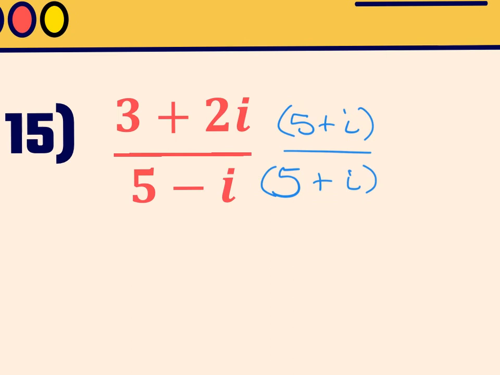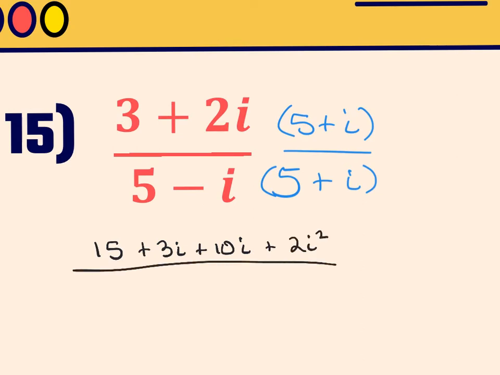3 times 5 is 15. Outside gives me 3i. Inside gives me 10i. And last gives me 2i squared. Denominator, first gives me 25. Last gives me negative i squared. Again, I'm going to add these two, but replace the i squareds with negative ones.